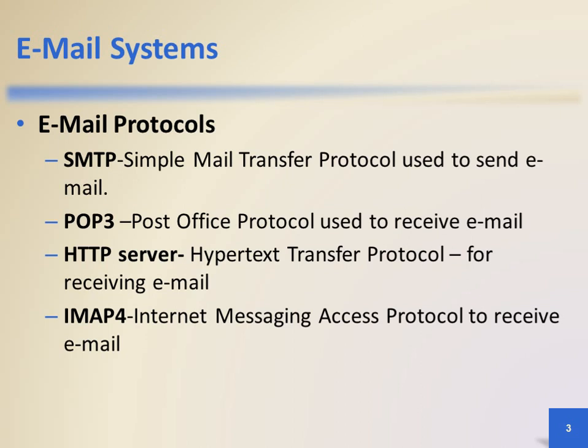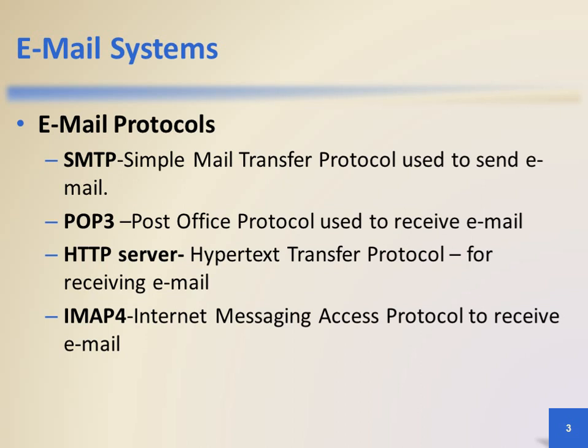Whenever you send an email, the outgoing mail goes through what's called SMTP, or Simple Mail Transfer Protocol. It's always used for sending email. And you usually have an email server that sends your email. So here at the college, if I send an email out, it's going to go via SMTP. On the receiving end, it can be one of three: POP3, or Post Office Protocol, HTTP, Hypertext Transfer Protocol, or IMAP4, Internet Messaging Access Protocol. And it depends on what kind of email system you're using.